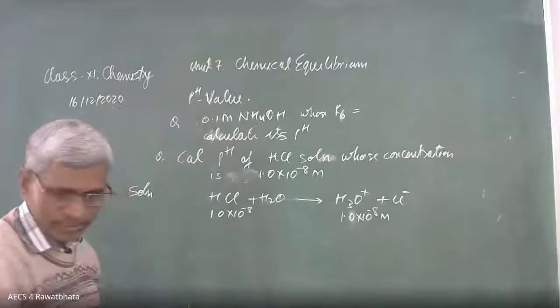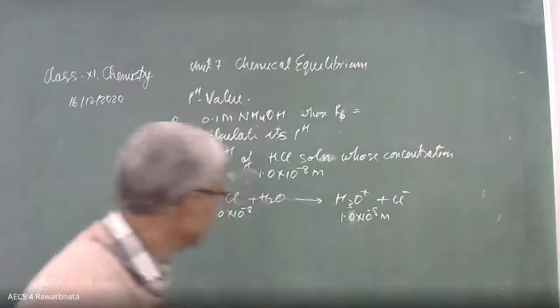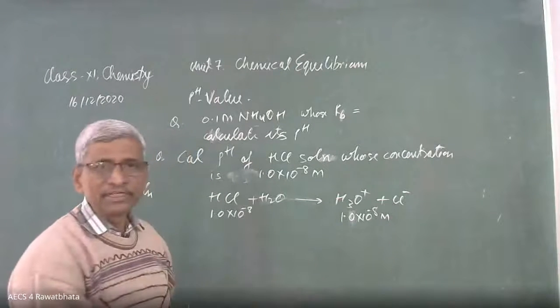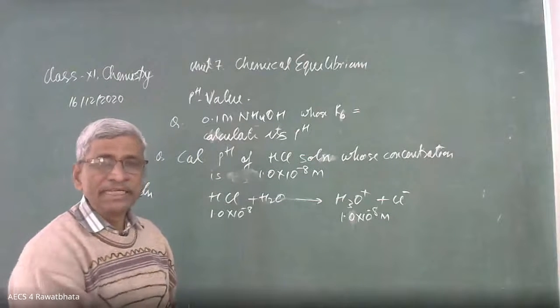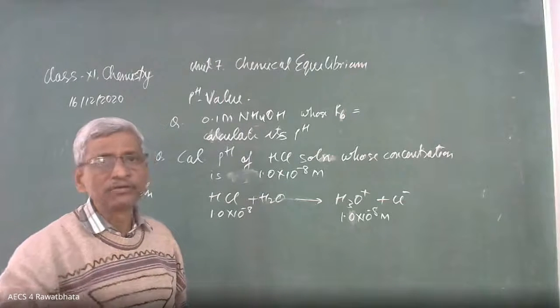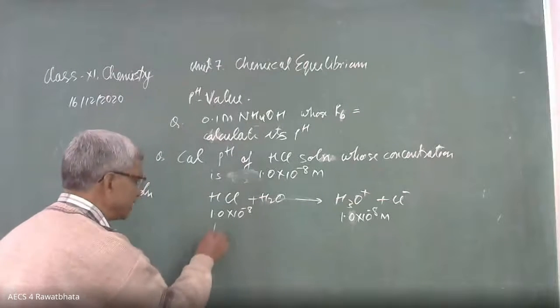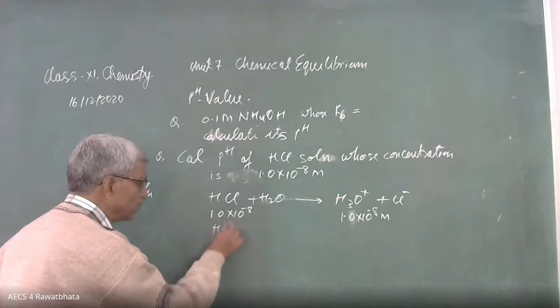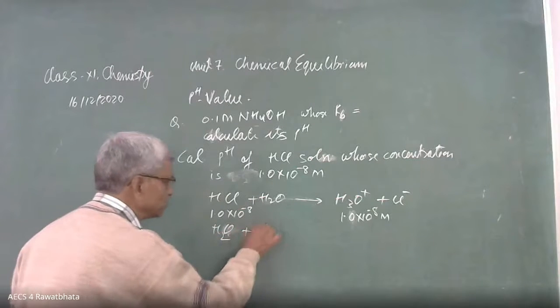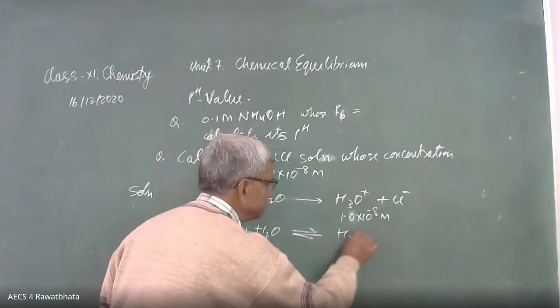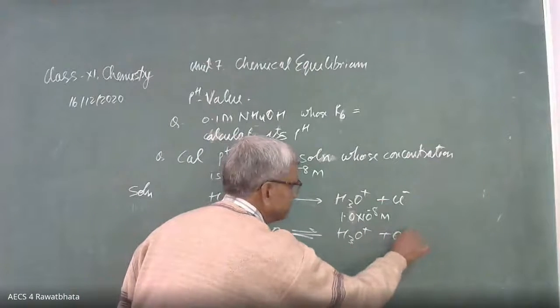Let me say what is going to happen in this case. When the concentration is below 10 raised to power minus 7, it means the water's hydronium ion concentration we also have to take. Water is also there, which is going to ionize: H2O plus H2O gives H3O positive plus OH minus.